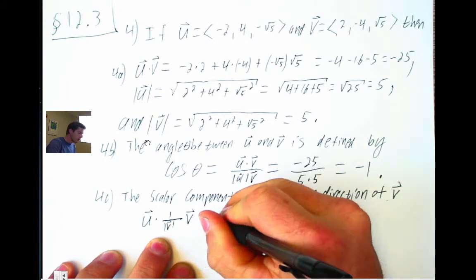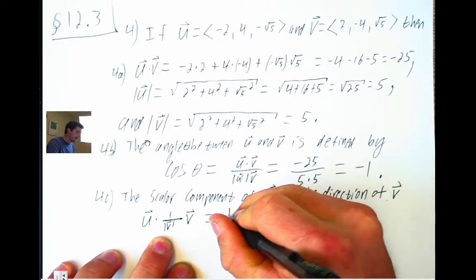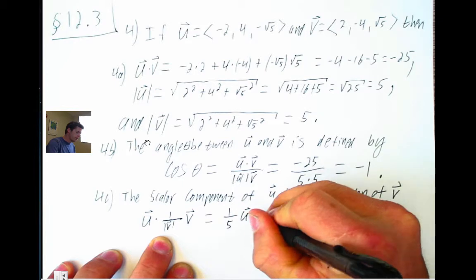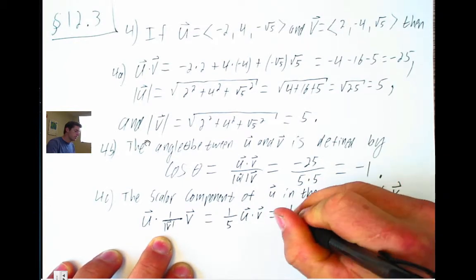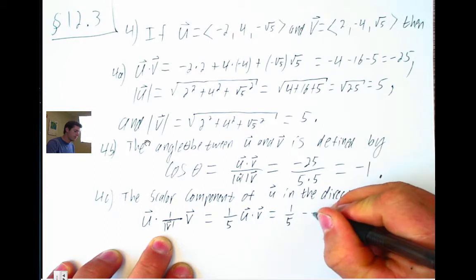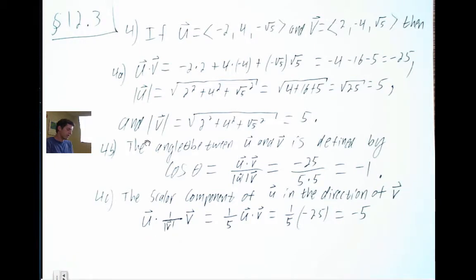Let me think about that. Oh, I already know what the magnitude of v is. That's 5. So it's 1 over 5 times u dot v. Oh, which u dot v I also have computed. So that is negative 25. And negative 25 divided by 5, that's negative 5. Okay, so that is to say that geometrically u has a part pointing in the direction of v of magnitude negative 5. Okay, what's that last part? The projection.